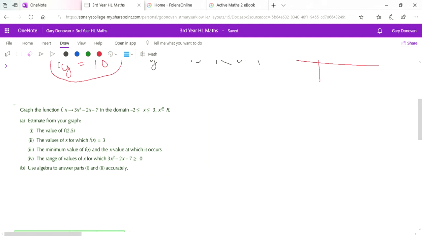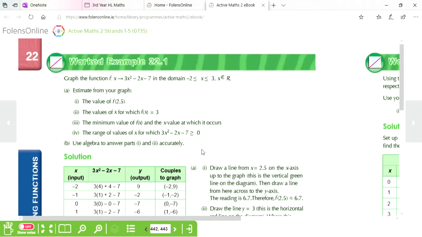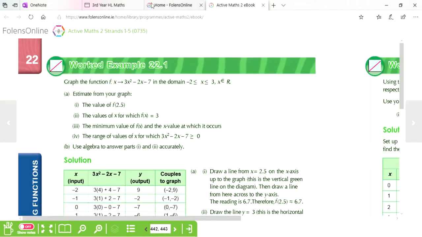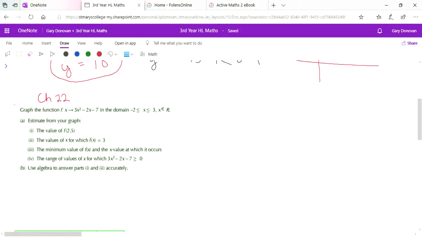Last video we looked at just a quick review of functions, and now we're going to look at a question, and this is from your Folens book, chapter 22. It's the first example, on page 442. So you have the solutions there as well. But the best way to learn these questions is to actually practice as many of these as you possibly can.